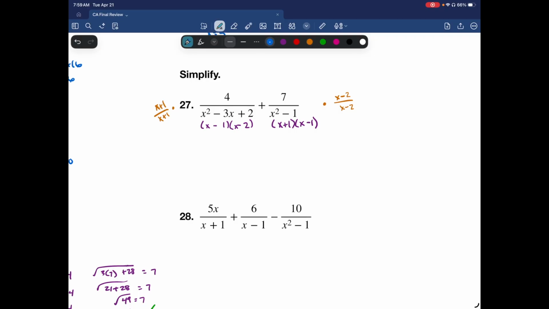All right, so on top, I got 4 times x plus 1 plus 7 times x minus 2 over all three of these, x plus 1, x minus 1, x minus 2. All right, and so this is going to be 4x plus 4 plus 7x minus 14 over that denominator. All right, so it's going to be 11x minus 10 over that denominator, and that's your answer.